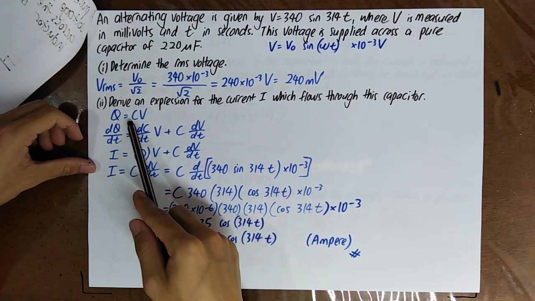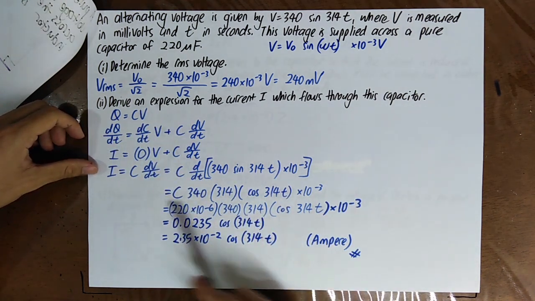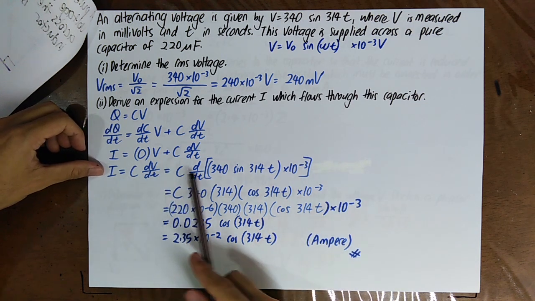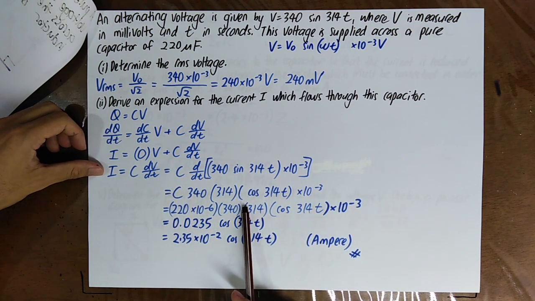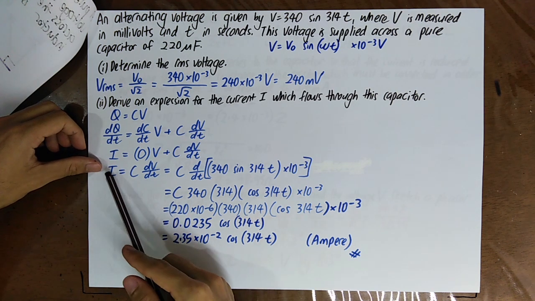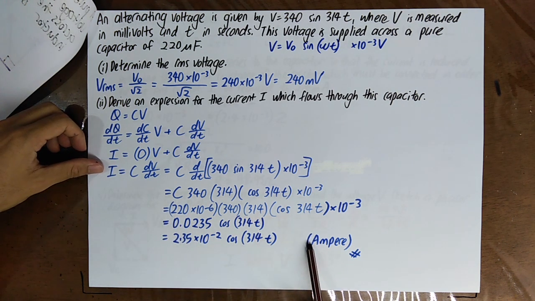Then you use Q equal to CV. Then you differentiate V. Okay, when you differentiate this, then you can get the function for the I. Okay, then of course this is in ampere.